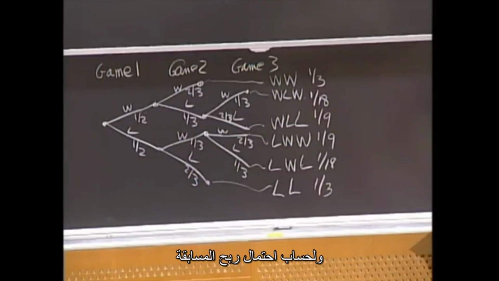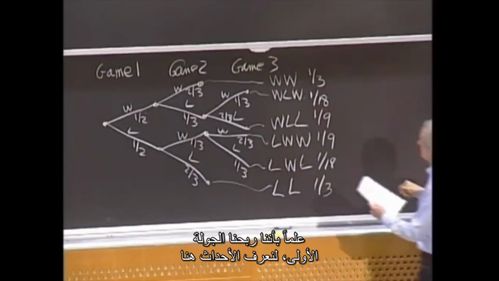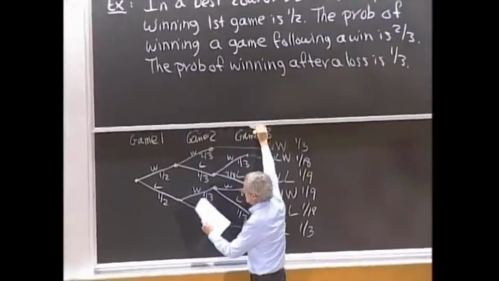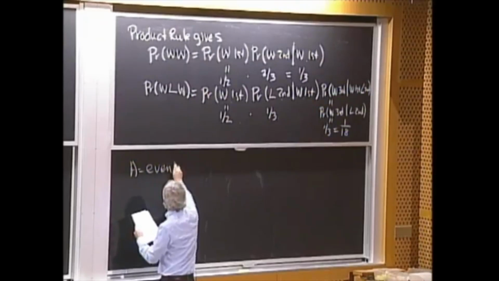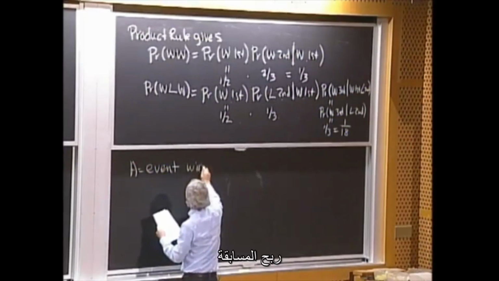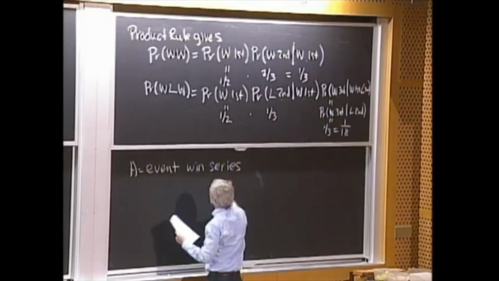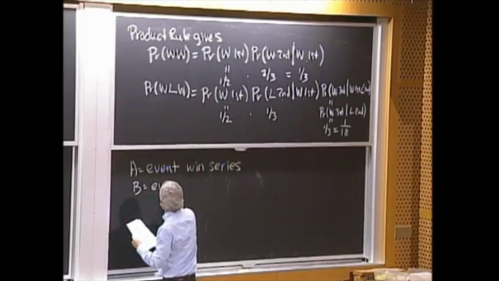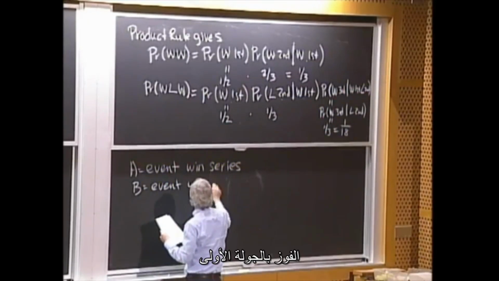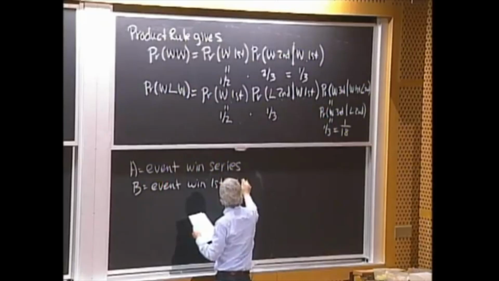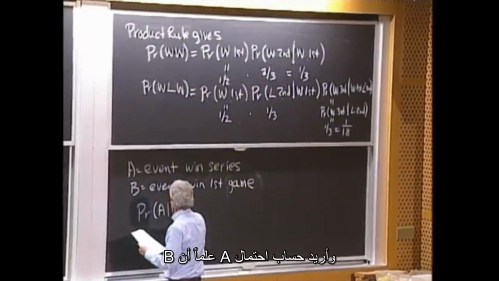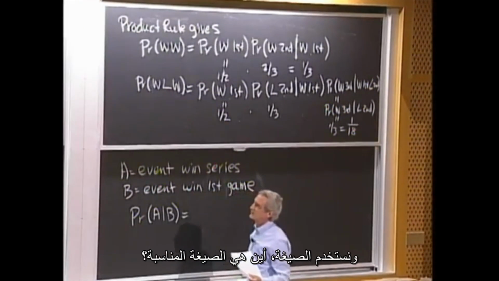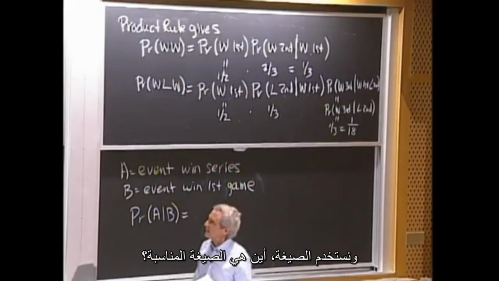Now to compute the probability of winning the series, given that we won the first game, let's define the events here. So A will be the event that we win the series. B will be the event that we win the first game. And I want to compute the probability of A given B. And we use our formula. Where's the formula for that? It's way back over there.